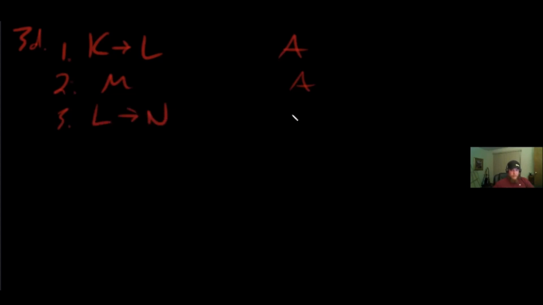Now, on the top of page 22, let's take a look at 3D. So 3D gives us a lot more. So, all right, from the outset, we got the following things. Line 1, we got K arrow L. That's assumption number 1. Line 2, we got M by itself. Assumption number 2. Line 3, we've got L arrow N. Assumption. Line 4, we've got M arrow K. That's an assumption. And then I'm going to say here, solve for N. Get N by itself. So there it is.